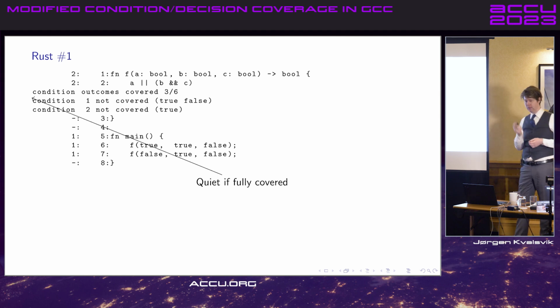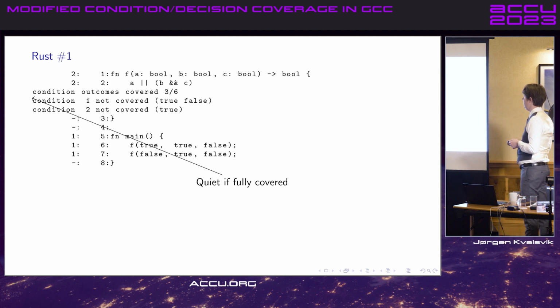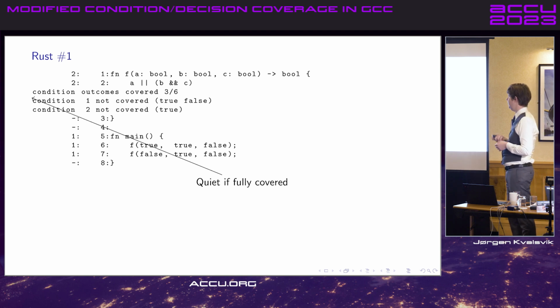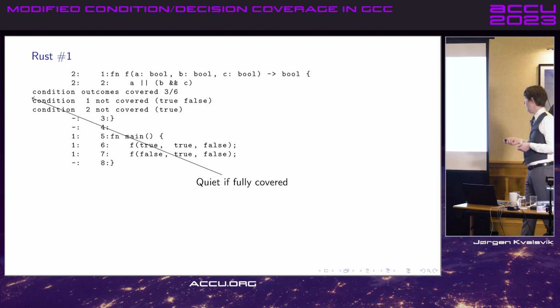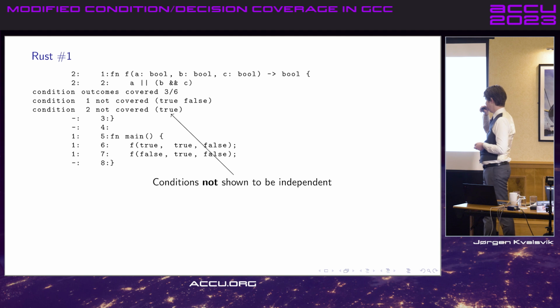If a condition is fully covered, it doesn't say anything because, I mean, it's quiet when you're doing it right, which I think is the way to go. So you can see A, in this case, has been seen as both true and false, and so nothing is reported for A, which would be condition 0. And finally, in the parens, it prints the conditions that it didn't see independently affect the outcome, so that you know where to look and try and figure out what's going on.